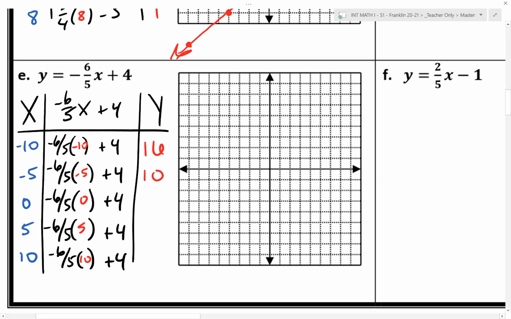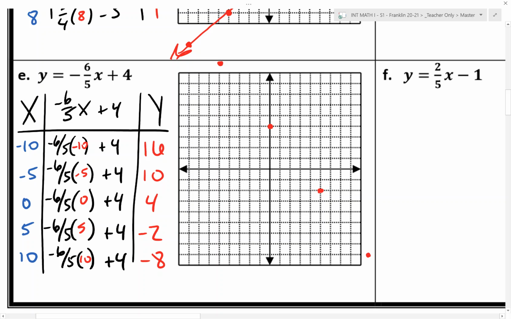Negative 6 over 5 times 0 is 0, plus 4 is 4. This one gives us negative 6 plus 4, which is negative 2. And here we have negative 12 plus 4, which is negative 8. Okay, good. They're all following a pattern. They're going down by 6, so that is what we want. Let's graph these points. So negative 10, 16 is off the graph. I'm not even going to try. Negative 5, 10 is here, so that one I can do. 0, 4, 5, negative 2, and 10, negative 8 is also off the graph, but it's close enough.